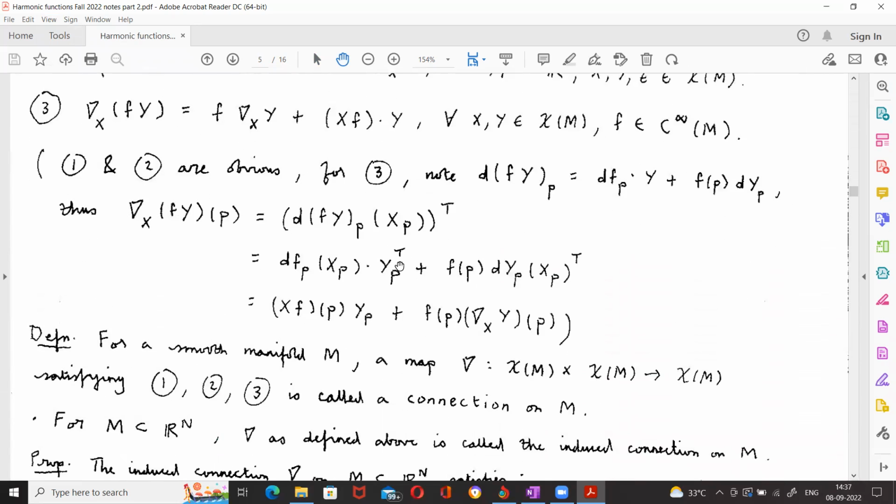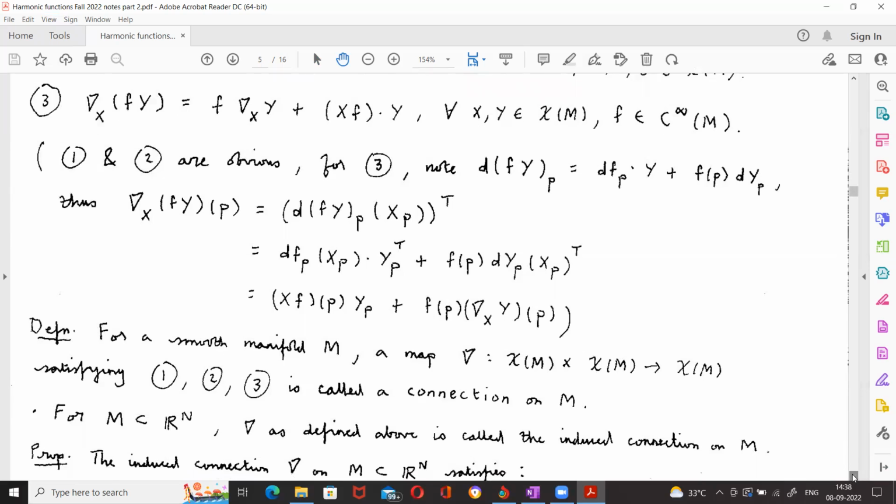Okay, so is this all right? And then from this equation, yp tangential component is just yp itself because y is tangent to M. And this dyp of xp tangential component, this by definition is nabla x y at P, right? So we get that nabla x of fy at P is xf at p times yp plus fp nabla x y. Oh yeah, this dfp applied to xp by definition is xf at the point P, right? Yes. Okay, so we get that property 3 holds, this Leibniz rule for the map nabla.